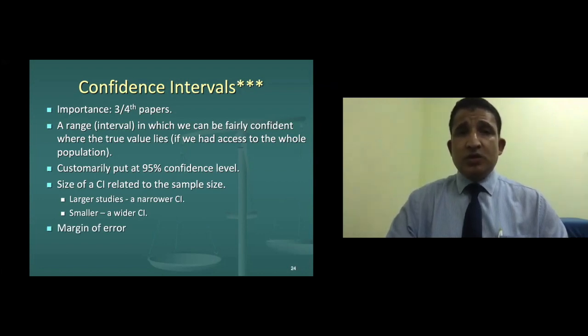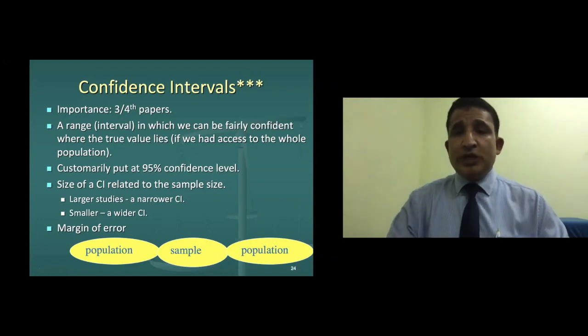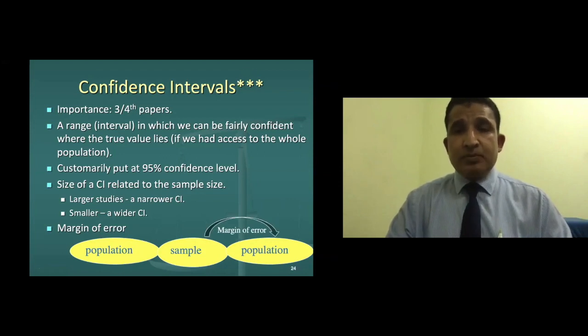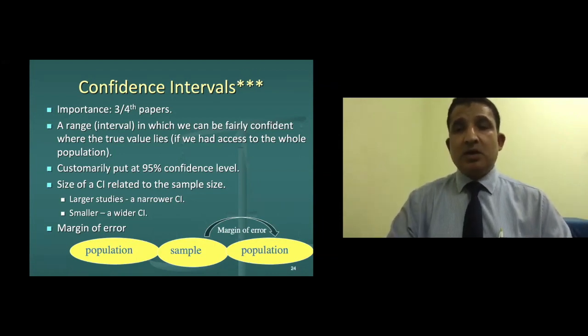Another term which is closely associated with confidence interval is the margin of error. It was described in the previous couple of slides. There is a population we are interested in researching, but it's impossible to do the research on the entire population. So what we do is take a sample from that population, do the research on this sample, and come up with the results. And we want to generalize the result of that sample back to the population. But during that process, invariably there will be some error, which is called the margin of error. It is up to the researcher how much margin of error is acceptable.